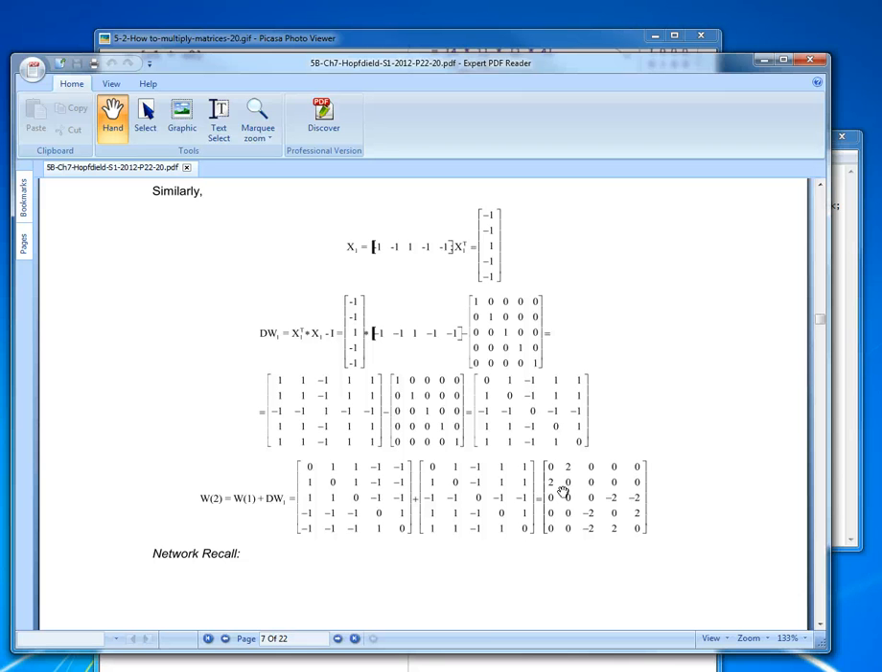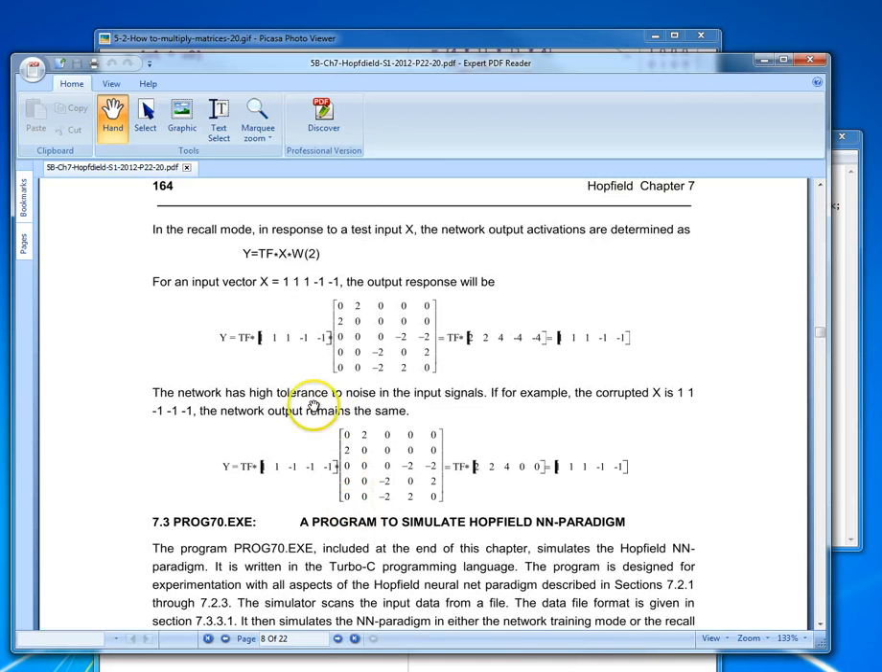Now let us see how you get the output in the recall mode. This is a trained network. In the recall mode, y is nothing but a transfer function applied to the test input vector x multiplied by W2, which is the trained Hopfield network. Then you'll get the corresponding y.